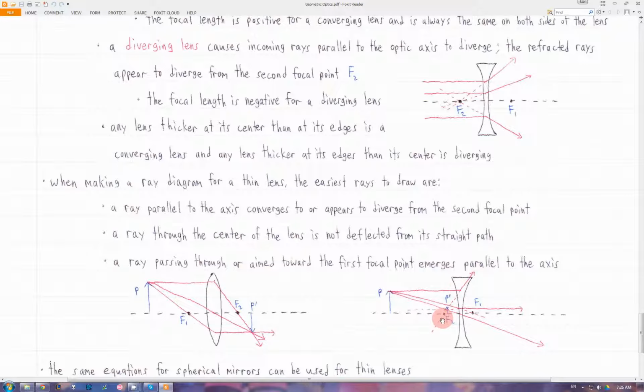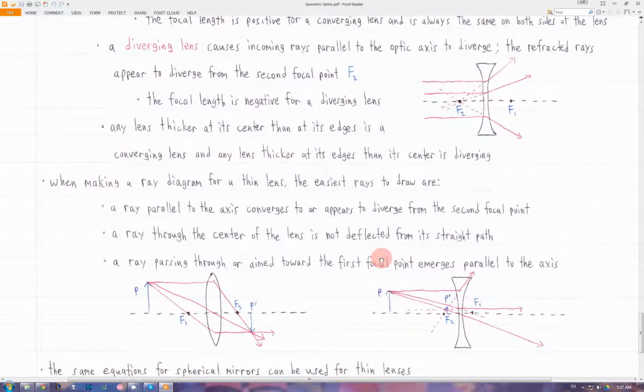Now the second ray is, if a light ray passes through the center of the lens, then it's not going to change direction. It's just going to keep going straight, because as it hits the lens, it's refracted a little, and then it's refracted a little as it exits the lens, and it turns out these two changes kind of cancel out, so it just keeps going straight.